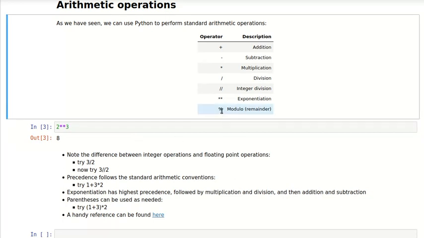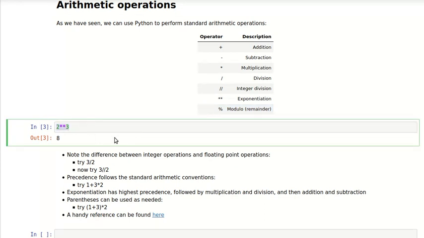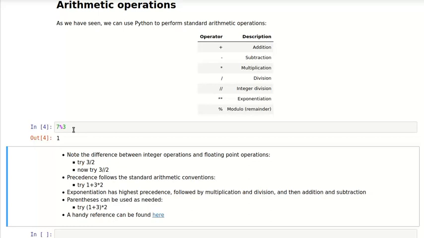And then this operator, the modulo operator, is the remainder of division. So for instance, you get, I don't know, 7 modulo 3. That should be 1 because 7 is equal to 2 times 3 plus 1.